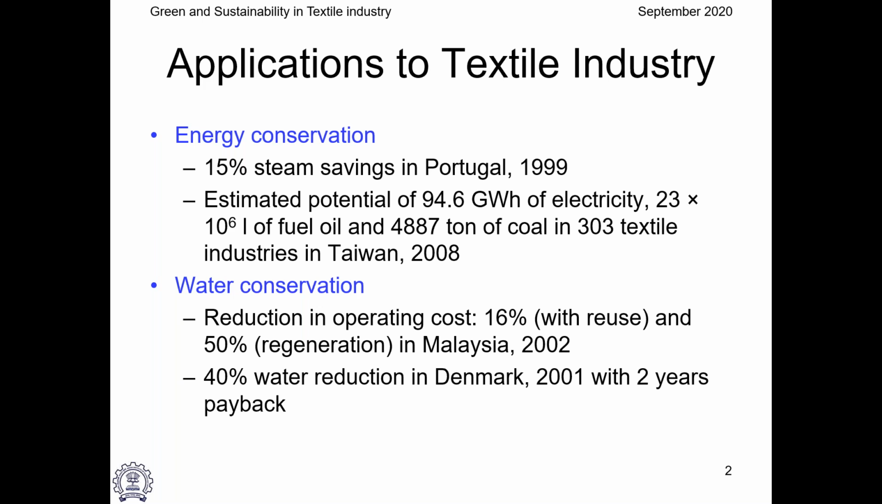Similarly, a study was done in a textile mill in Malaysia in 2002, where 16 to 50% operating cost reduction was found possible. In 2001, a study was completed and also implemented in Denmark, and they reduced water use by 40% with a 2 year payback period. So this seems to be one of the technologies that have been applied in various textile industries all over the world.